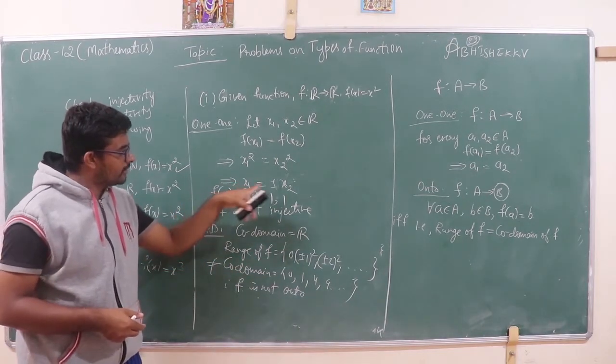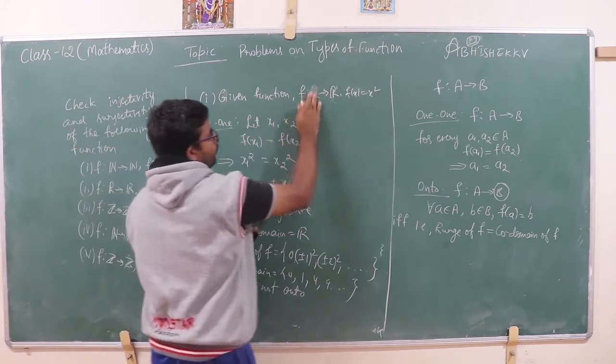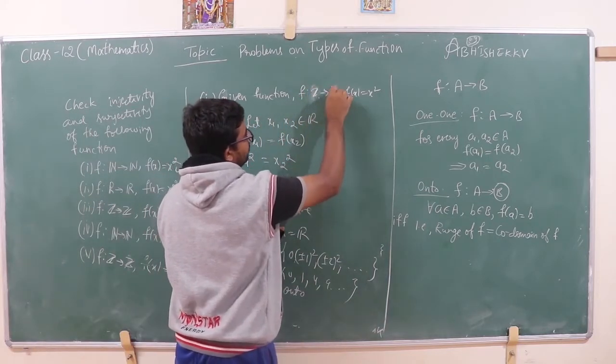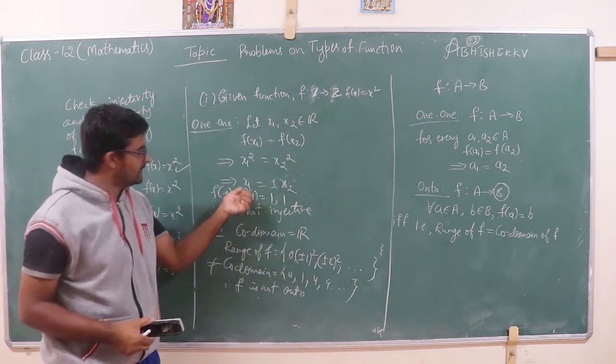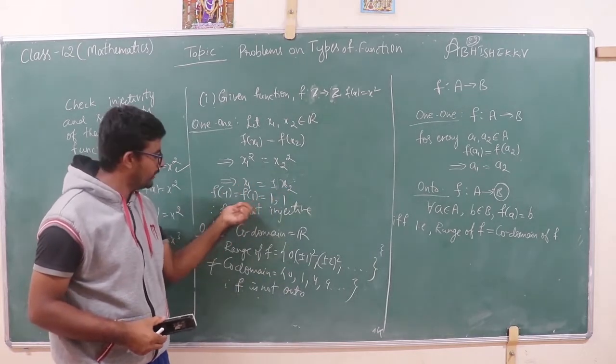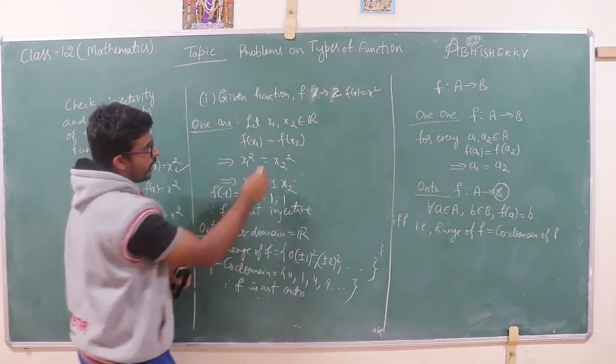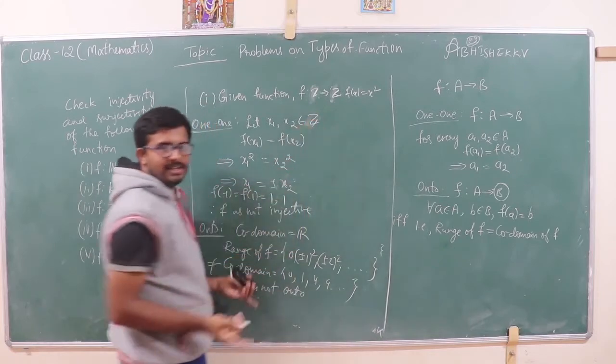See, x1 is equal to, here also, in f from Z to Z, we are getting the same result. x1 is equal to plus or minus x2. Therefore, f is not injective. See, for all x1, x2 belongs to what? Set of integers. That's all.